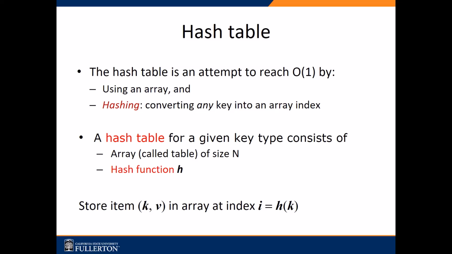And now the core idea is this: anytime I need to store an item with a key k, I will hash that key to get some array index, shown here as h of k, and store the item in that particular location.